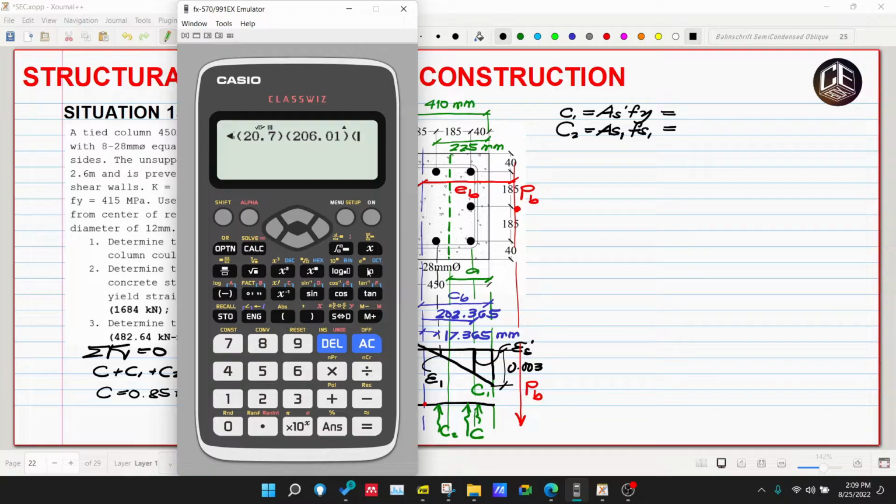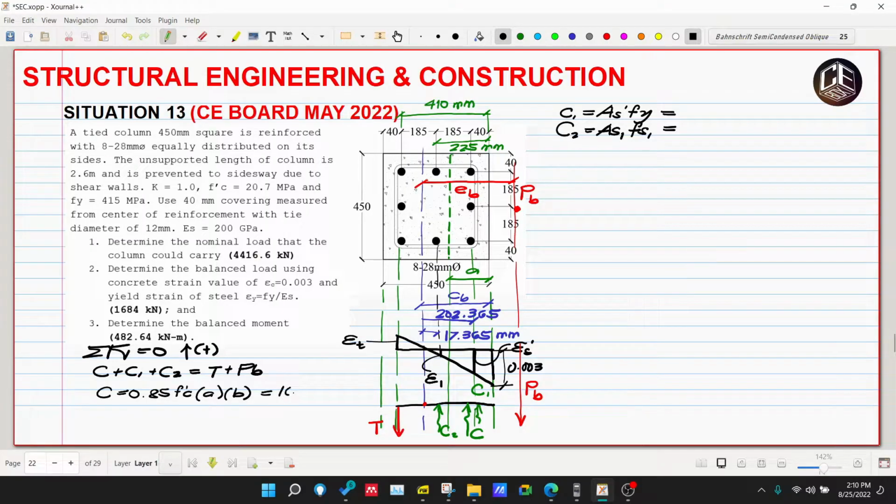206.01, then multiplied by B, which is 450. Then divided by 1,000 para maging kilonewton. So 1631.136 kilonewton.